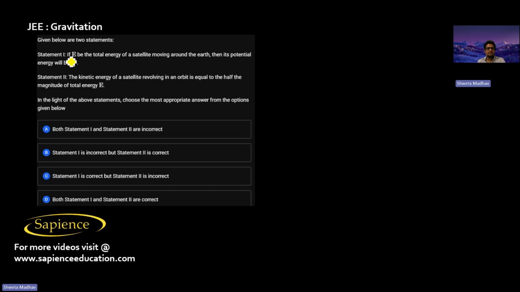Here it is told, statement 1: if E be the total energy of a satellite moving around the Earth, then its potential energy will be E by 2. So we know that the total energy is given as minus GMm by 2R, and the potential energy that is given as minus GMm by R is obviously equal to 2 times E. So it means statement 1 is false.